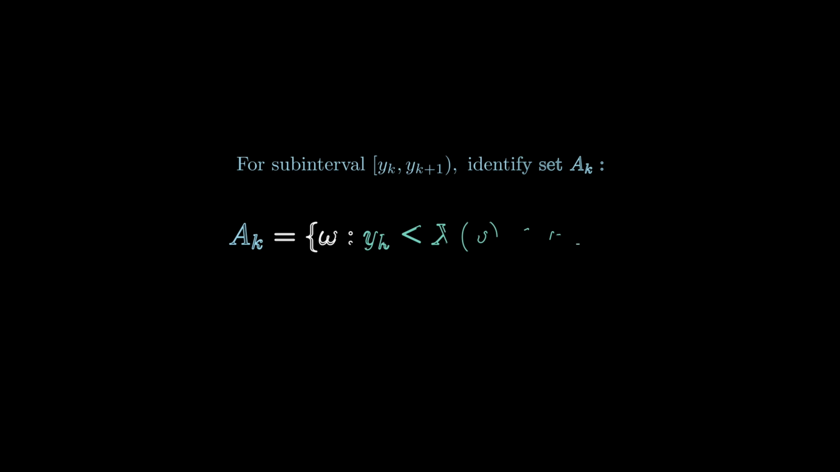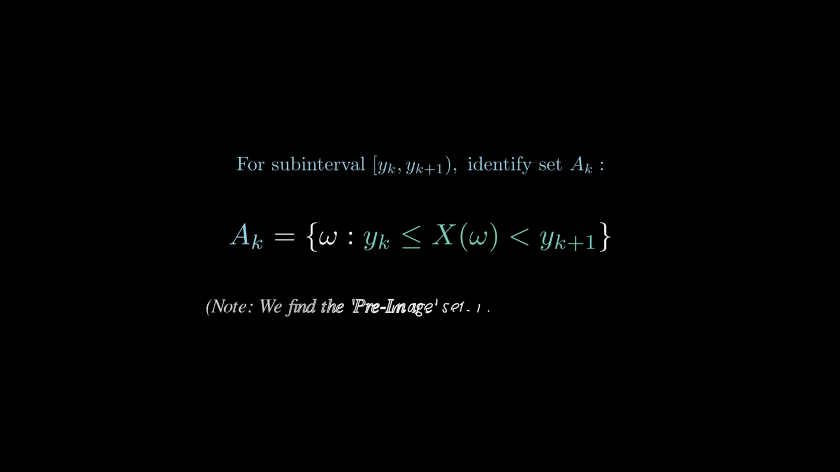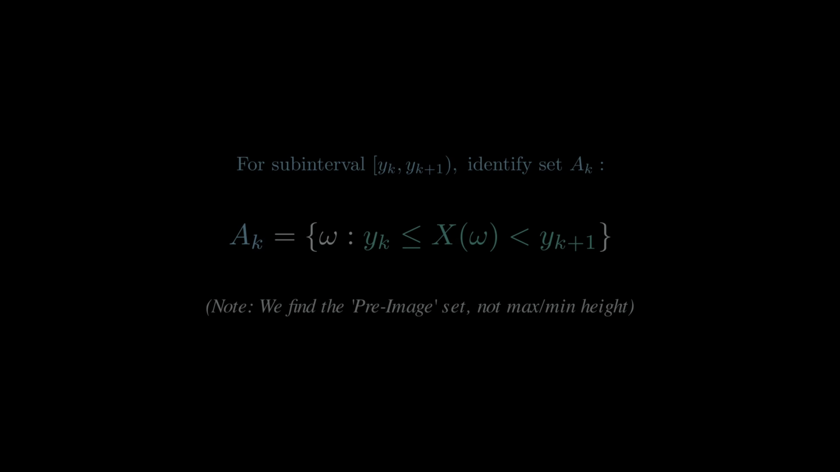For each subinterval yk to yk plus 1, we identify the set of outcomes Ak that map to these values. Ak is the set of omega such that yk is less than or equal to X of omega, which is less than yk plus 1. Note, instead of finding a maximum or minimum height like Riemann, we find the pre-image set.